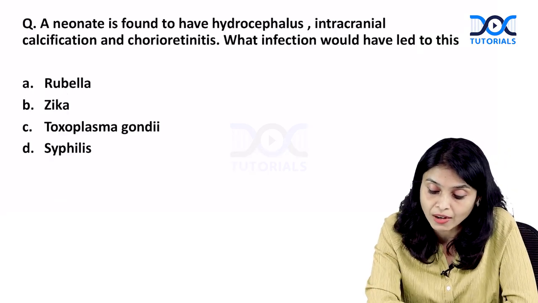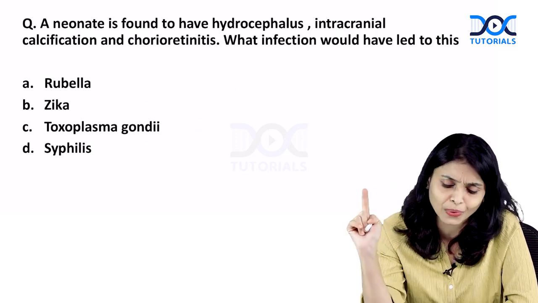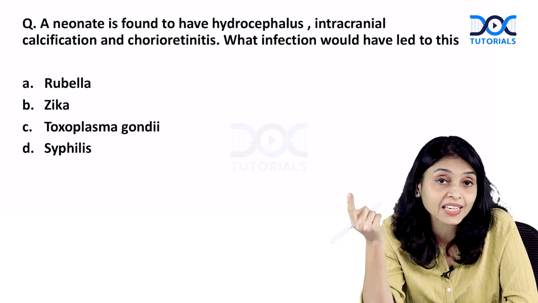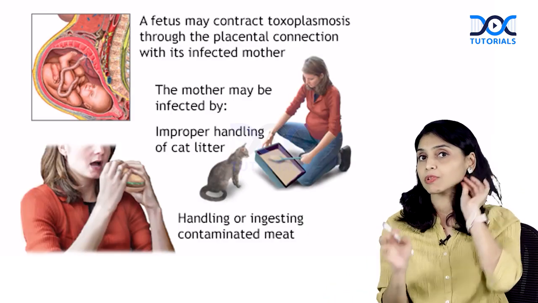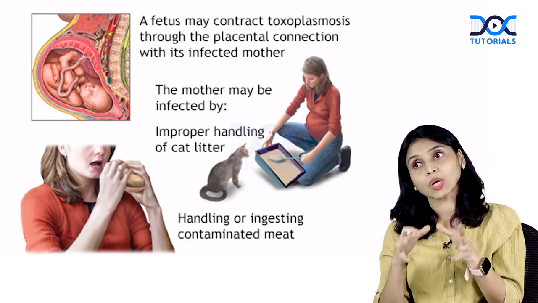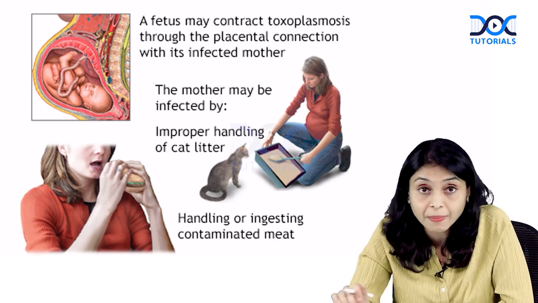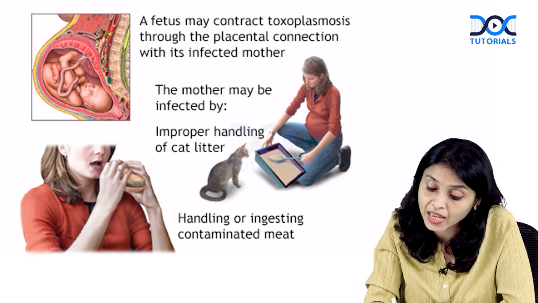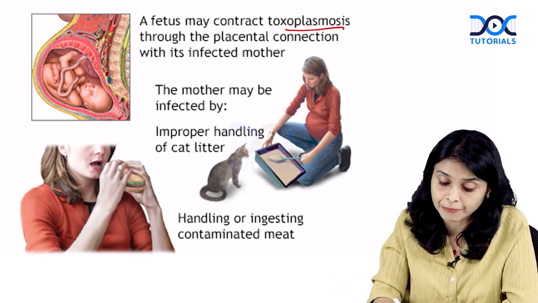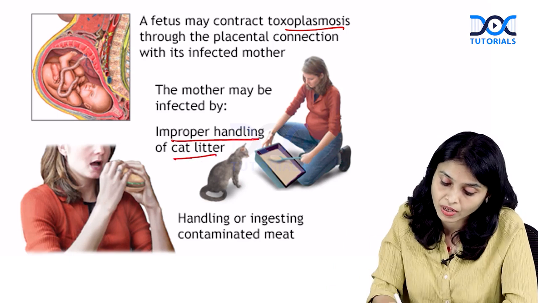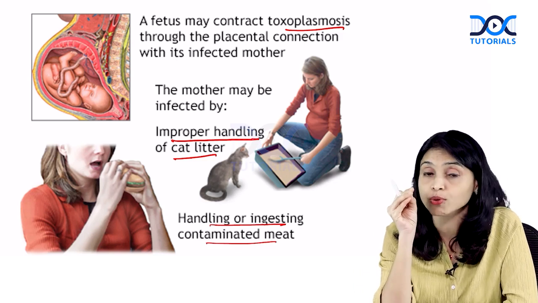A neonate is found to have congenital hydrocephalus, intracranial calcification, and chorioretinitis. You will not go wrong here. What infection would have led to this? It is congenital toxoplasmosis, so the answer is Toxoplasma gondii. If you look at the cause, the main culprits in toxoplasmosis are cats. So how does a mother get it, and how does the vertical transmission happen? A fetus may get toxoplasmosis through transplacental transmission from its infected mother. And as you can see in this picture, the mother gets it by improper handling of cat litter or by ingesting contaminated meat having tissues with Toxoplasma gondii.